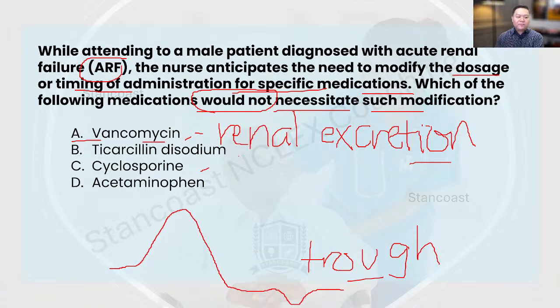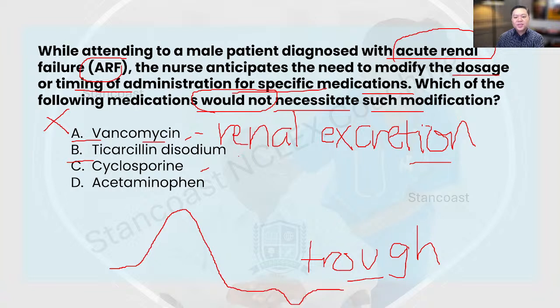Okay, so aside from the peak and the trough, we also have to check the other kidney studies or the renal function studies: the GFR, the creatinine clearance, and also the creatinine and the BUN. All right. So again, for the renal patient, we definitely need to expect some modification of the dose. So that is why we are going to eliminate vancomycin, because this patient has acute renal failure and definitely needs some adjustment of the antibiotic dose. Now let's talk about letter B, ticarcillin disodium.